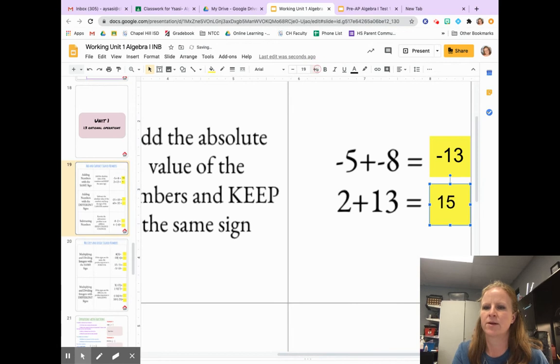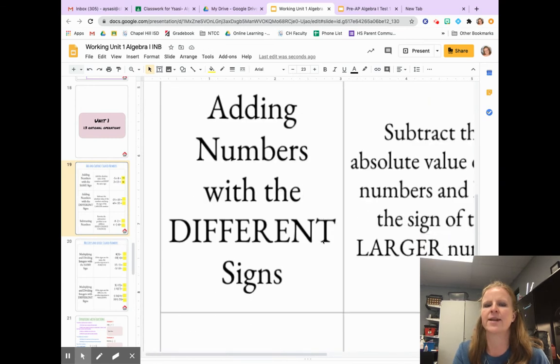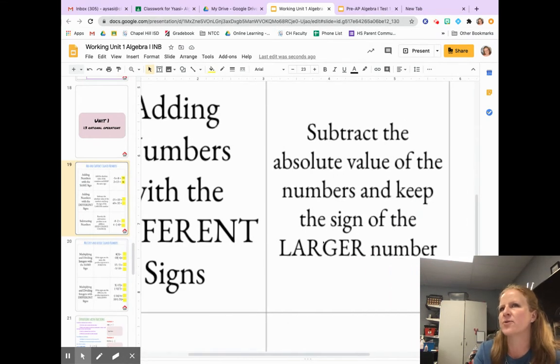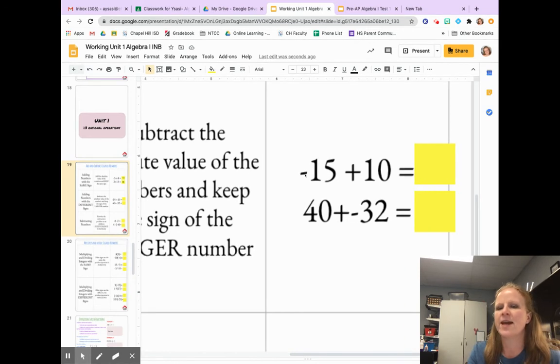Make it a little bigger. Okay. Now let's go to adding numbers with different signs. Anytime you have numbers with different signs, you have to subtract those numbers and keep the sign of the larger. So I have -15 and +10.